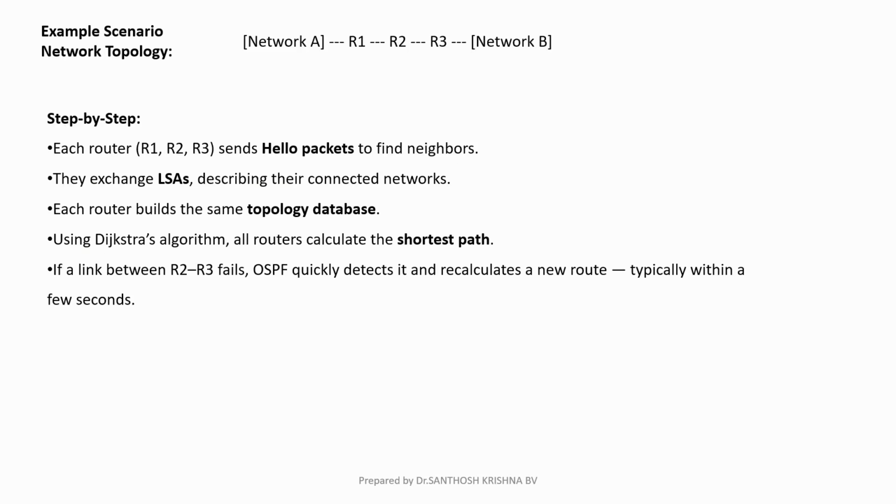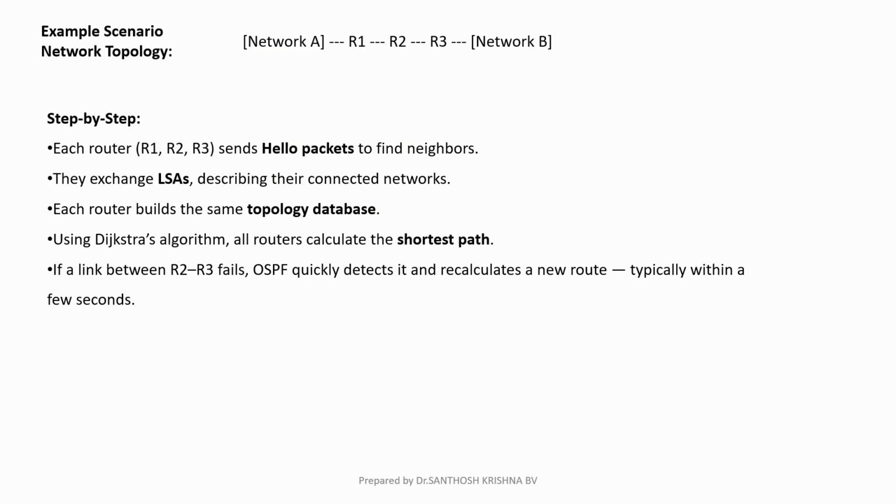Now, we have taken a scenario here. You can see we have two networks, network A and network B. In between network A and B, we have three routers. Each router, R1, R2, R3, will send hello packets to find the neighbors. They exchange the link state advertisements, which will describe their connected networks.